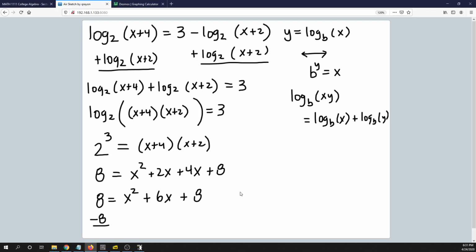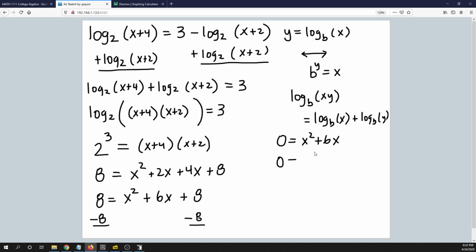All right, so getting everything on one side and 0 on the other side, the easiest way to do that is to just subtract 8, right, from both sides. And I am going to wind up with 0 equals x squared plus 6x when I do that. All right, and so it is in the standard form, and so I'm going to factor it.